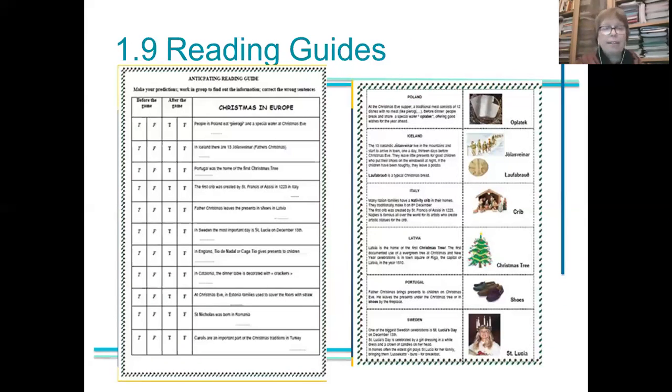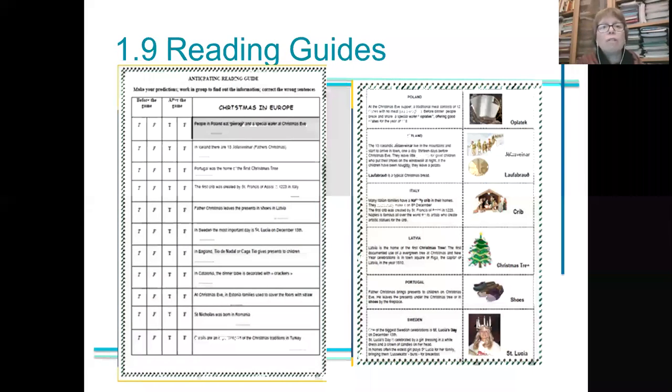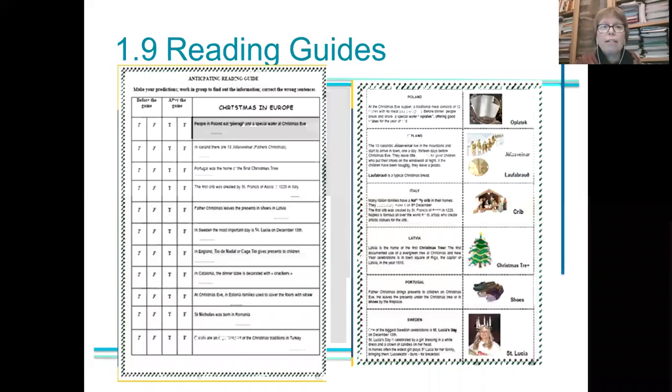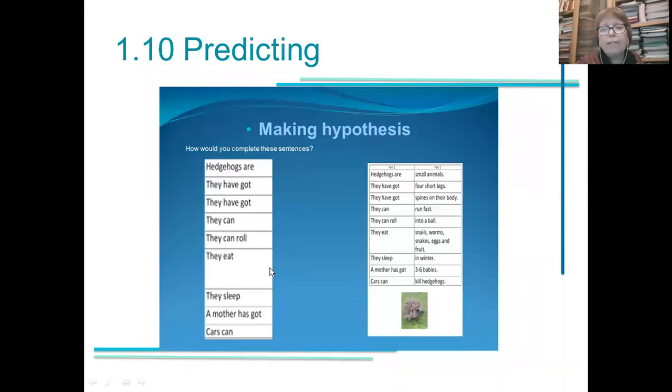Before giving anything to read, do a pre-reading activity. For example, this one is a true and false activity about Christmas in Europe. So before reading, they have to read the sentences and circle if they think the sentence is true or false. Then they are given the fact file. And what happens? When you give them the fact file, they already know the content of the reading text. So they quickly go and look for the information and check if their prediction was correct or not. This is another activity about prediction.